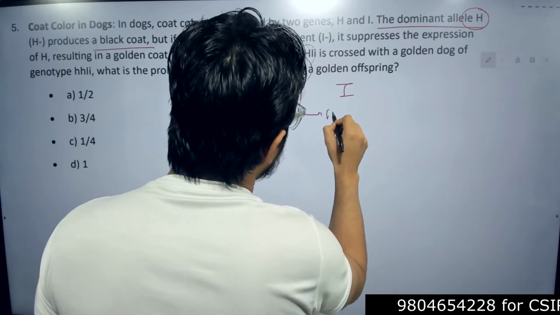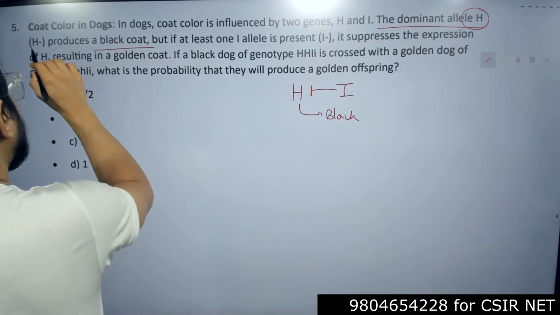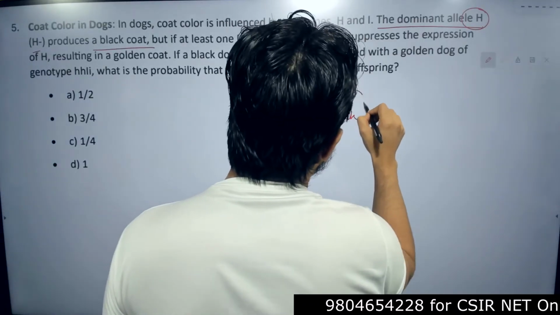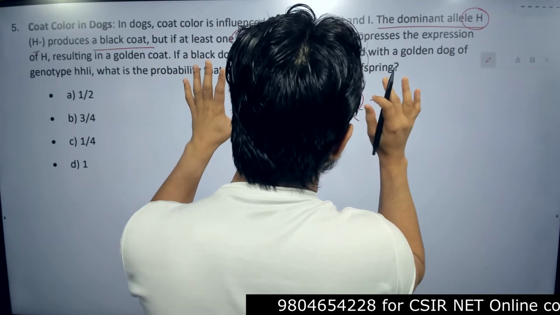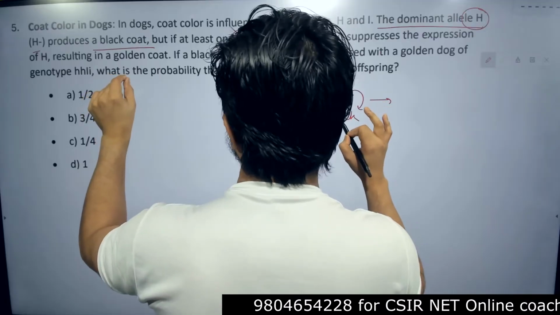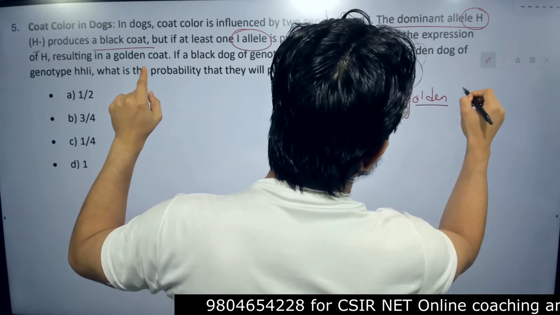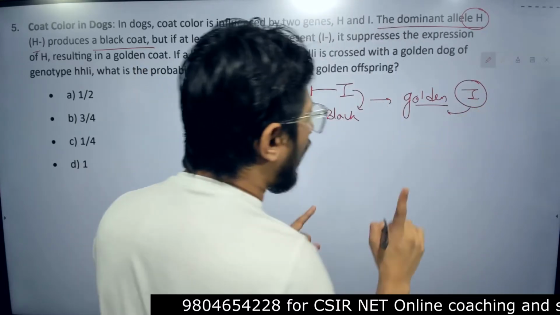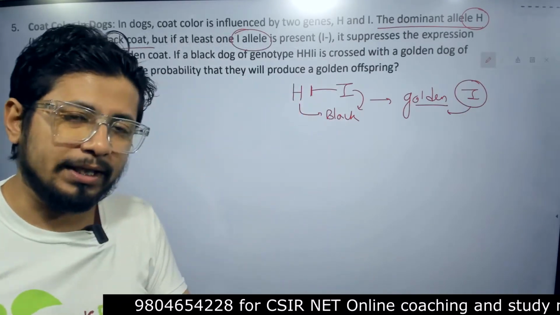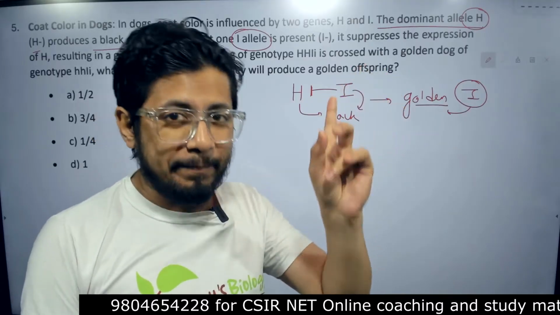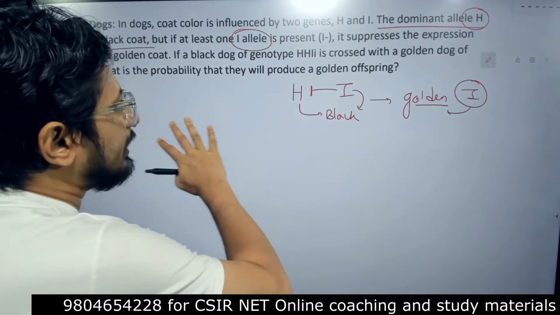It normally produces black coat, but when capital I is present, it inhibits capital H's activity. Even if one I allele, one capital I, is present, it represses the black coat color and allows the coat to be golden. So if capital I is present, it makes golden. Capital H never makes black alone. It makes black only when capital I is not present, when there is only small i, small i. So again we need to rearrange this data set.